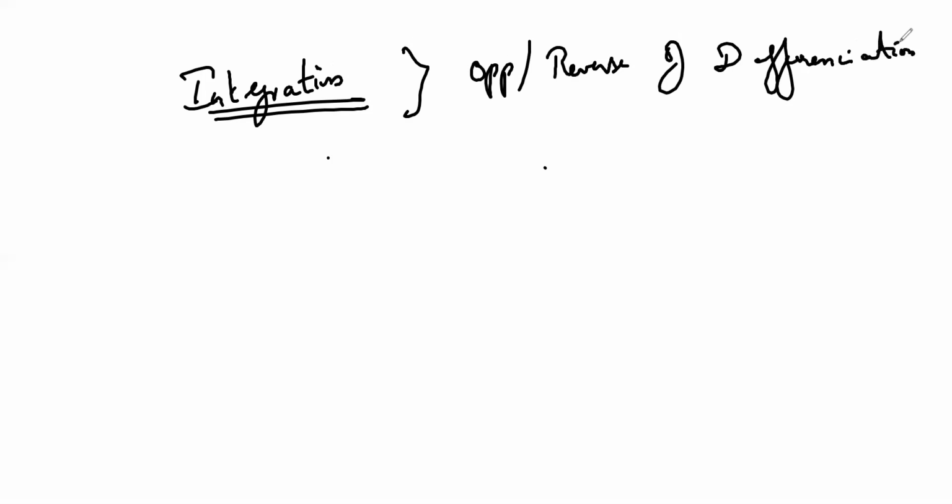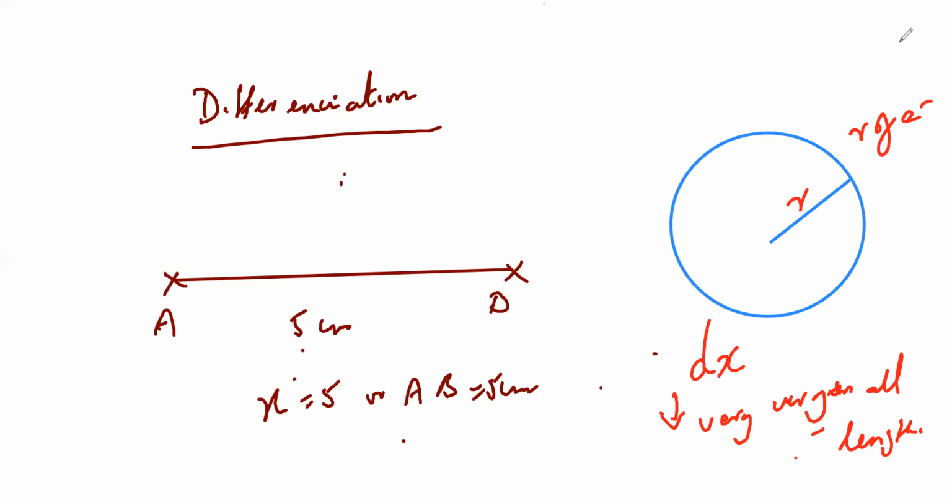Then comes something called integration. So integration is nothing but the opposite or reverse of differentiation. We will try to prove how it is, but before that we should know some simple formulas for differentiation. d by dx of x power n is equal to n x power n minus 1.